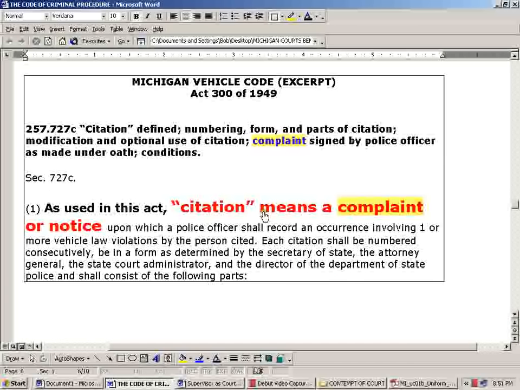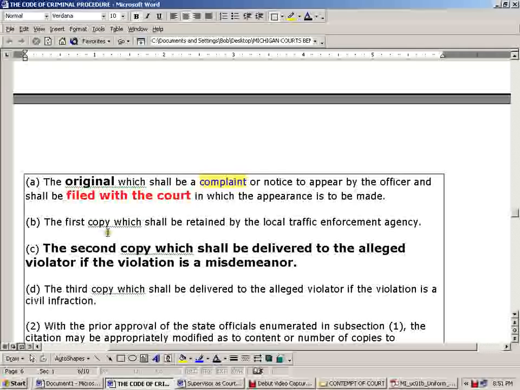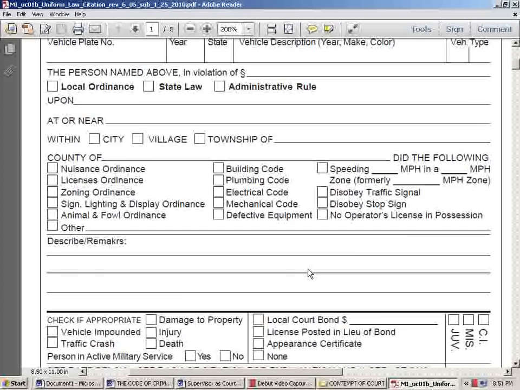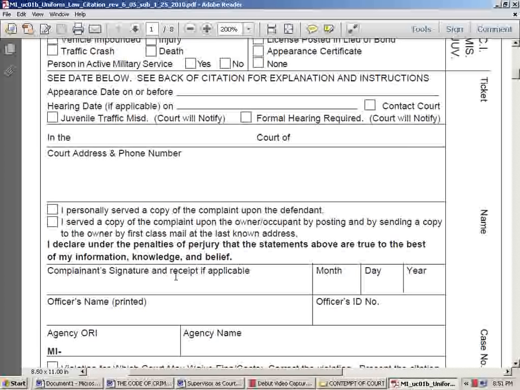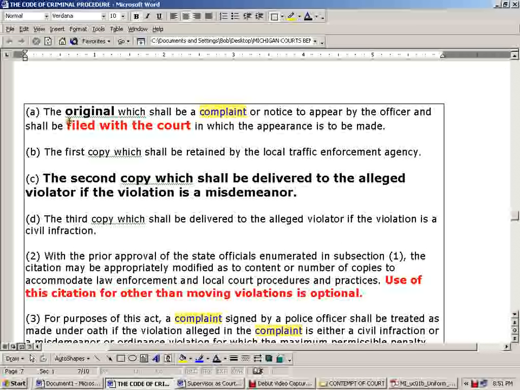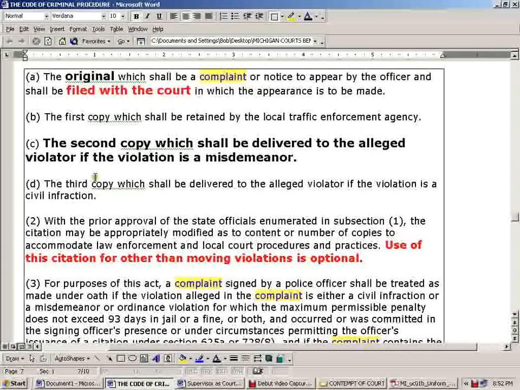A citation means a complaint or a notice. The original, which the complaint or notice, yada yada, file with the court. Now the thing is, when you look at this, they got a place on it that's going to say, if he checks the box, I personally served a copy of the complaint upon the defendant. Right? If he checks the box, it's a complaint. Otherwise, it's a notice. Okay, well, what's the difference between a complaint and a notice? If it's just a notice, they still haven't filed a complaint against me. Somebody needs to swear to this. Or there's no sworn complaint. It's just a notice. It's like that notice of lis pendens. It doesn't mean anything by itself.